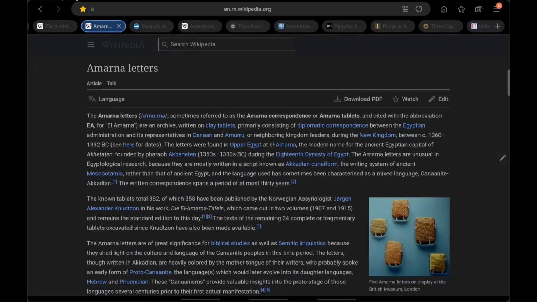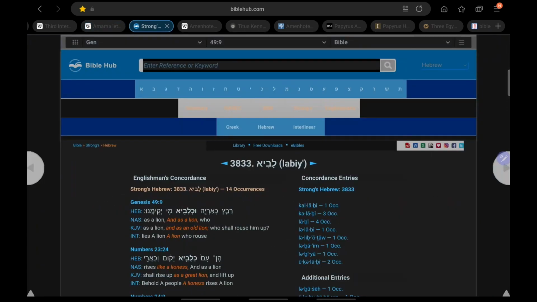If we look at the root word used in this passage, it's Labai, meaning lion. And remember I mentioned the vowel on the end of his name was a placeholder for a god. So Labaya could actually just mean Labaya, lion of Yah.